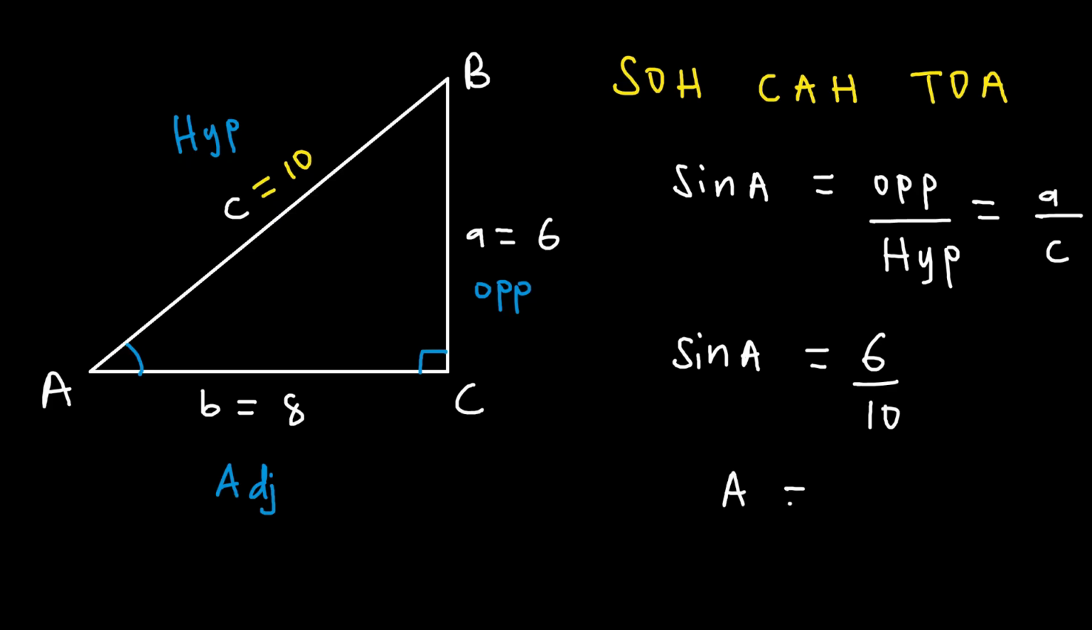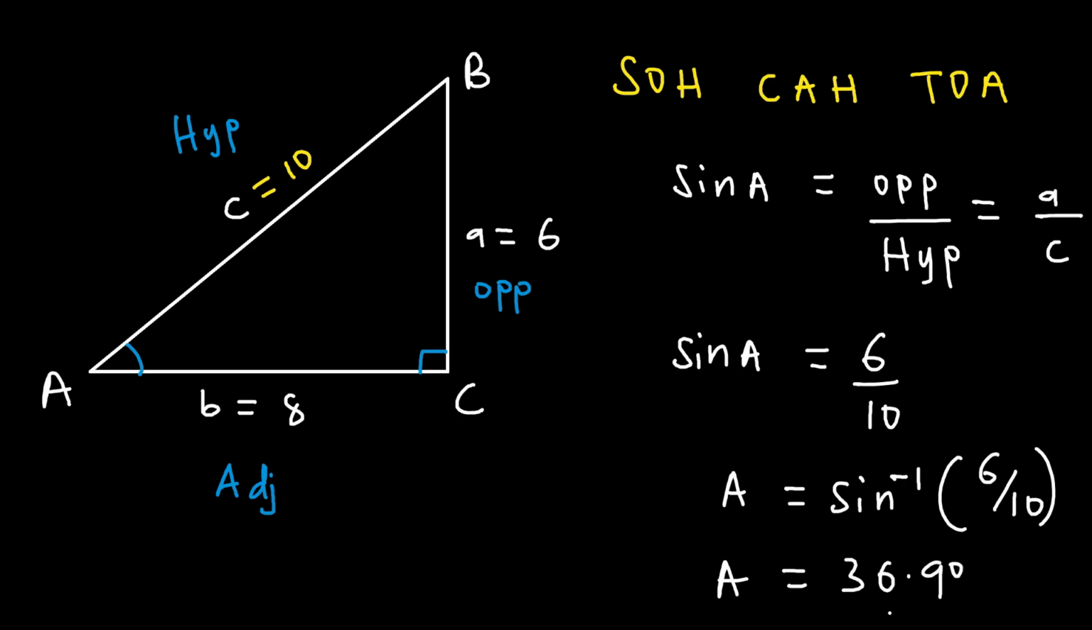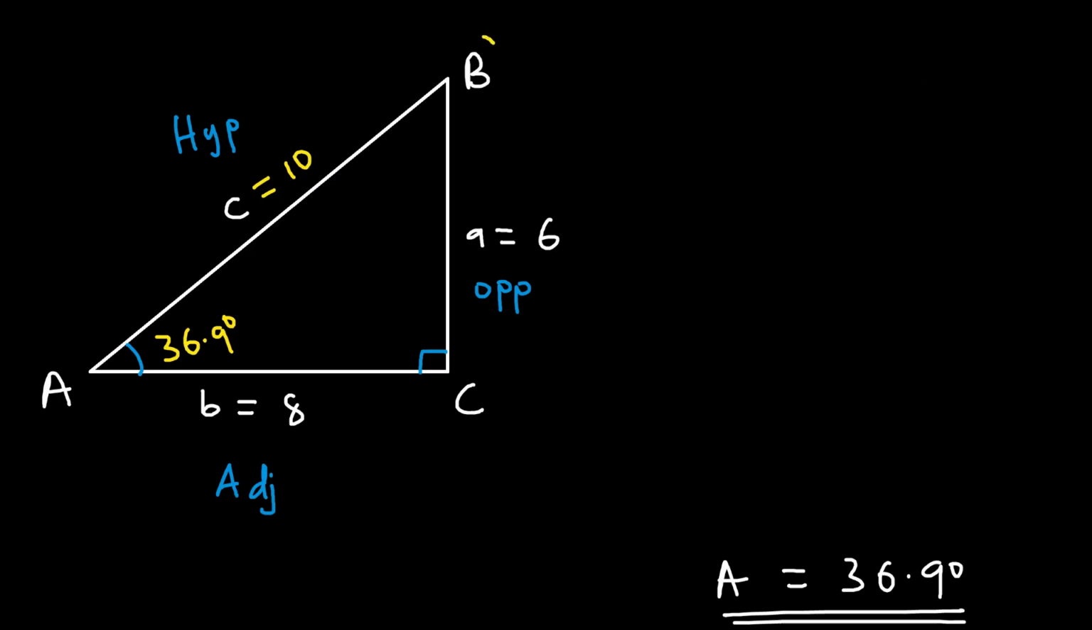Therefore, to solve for A, you take the sine inverse of 6 divided by 10. And if you put this in the calculator, you get A equaling to 36.9 degrees. Remember, your calculator should be in degree mode. So this is 36.9 degrees. Now let's find angle B. Once again we shall use this formula.